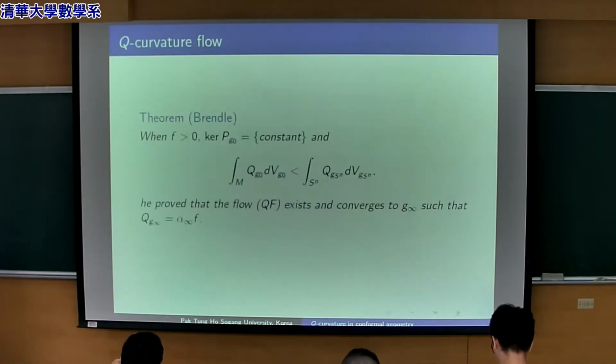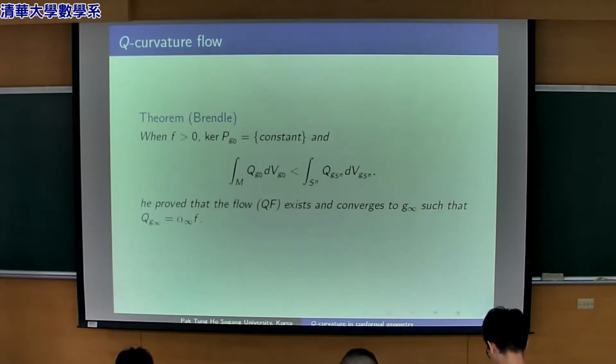So using this flow, Simon Brendle proved that under this flow, if the function is a positive function, and once again we have the technical condition, so the kernel is assumed to be constant, and also the total Q curvature is less than the sphere one.